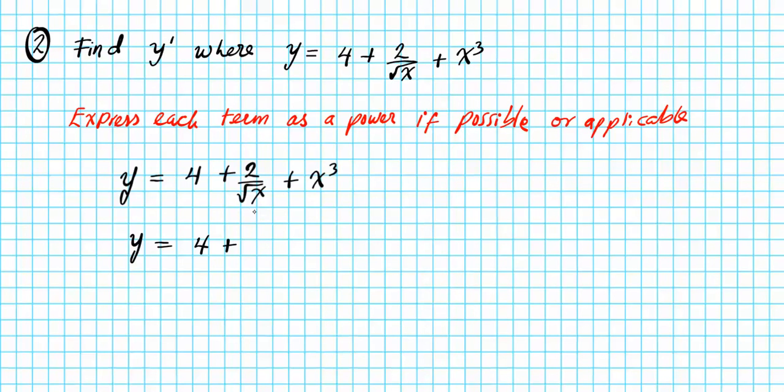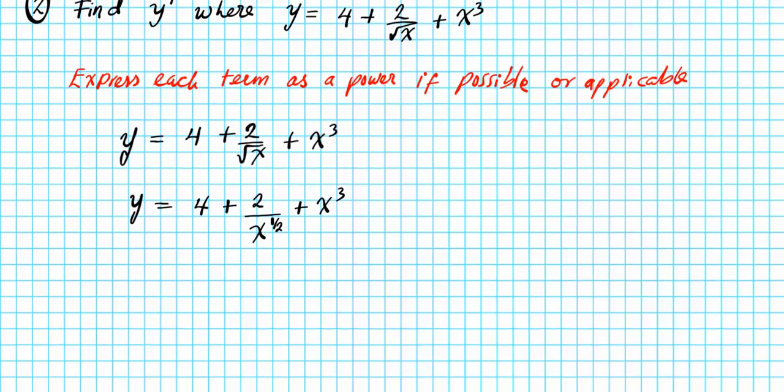Now this right here is a rational radical, so we can try to express this as a power. How about I use the property of exponents to express this radical as x to the 1/2. And x to the third is already a power, so it's in a nice form. Going further, we have 4 plus, now we're going to use the reciprocal property of exponents to express 1 over x to the 1/2 as x to the negative 1/2. When the denominator goes to the numerator, you invert the sign of the exponent. That's the reciprocal property of exponents.